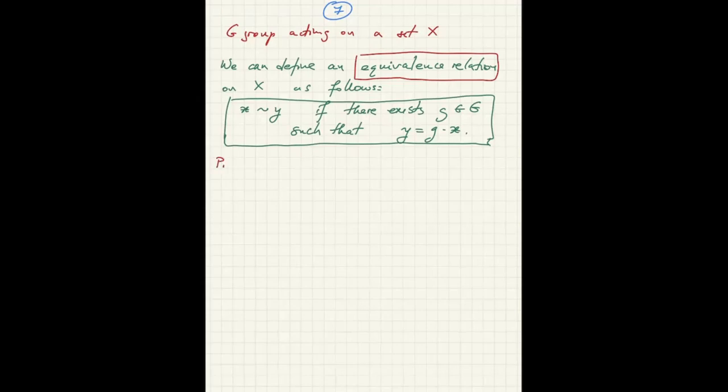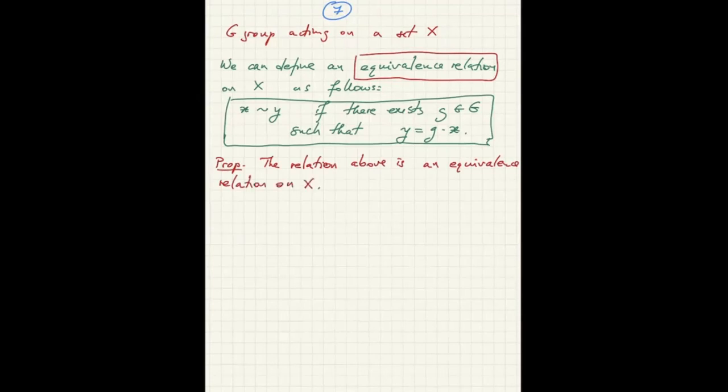So this is what we'll do here. Proposition: the relation above is an equivalence relation on X. Now, as you may remember from your undergraduate classes, a binary relation is called an equivalence relation if it has to satisfy three properties, and those are reflexivity, so X must be equivalent to X. Symmetry, so if X is equivalent to Y, then Y has to be equivalent to X. And transitivity, if X is equivalent to Y and Y is equivalent to Z, then X is equivalent to Z. So let's write each of them.